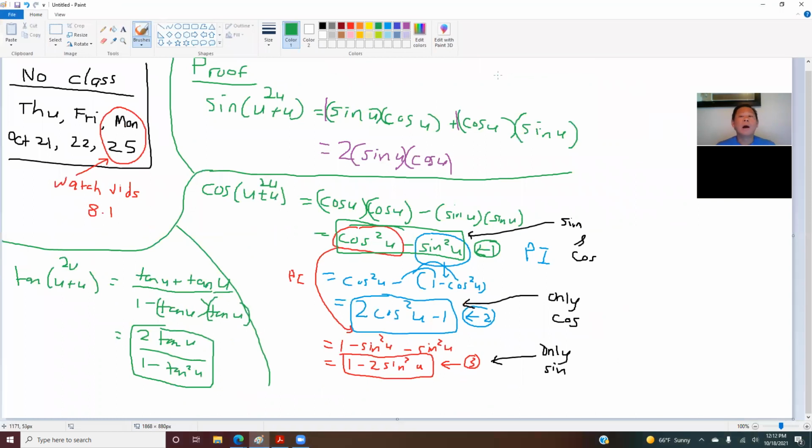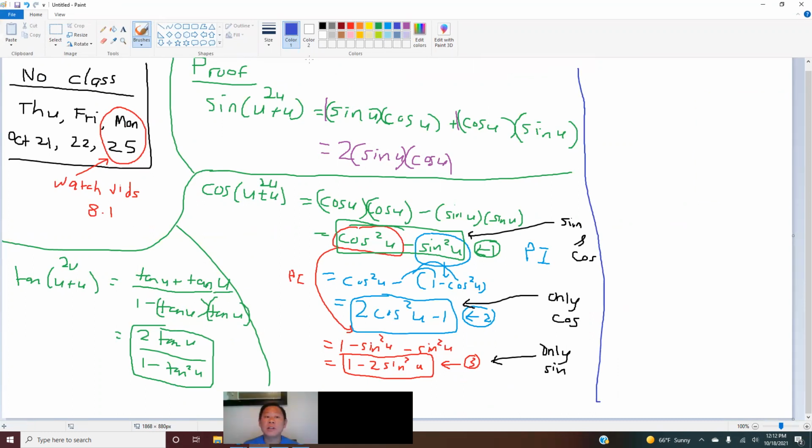Okay. Now, very important. If you're going to calculus, this double angle formula can be used not just for doubling. It can be anything that is a multiple of 2. So this double angle formula can be used for any even angle formula, even multiples.